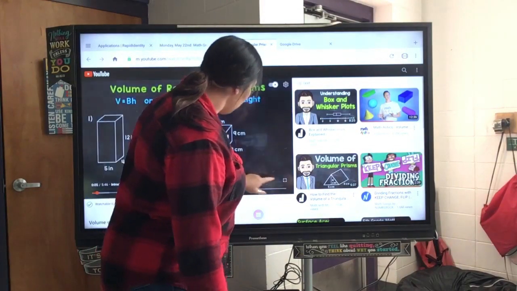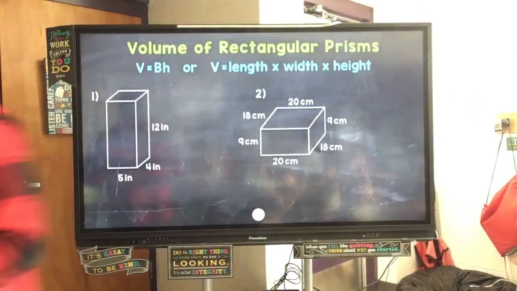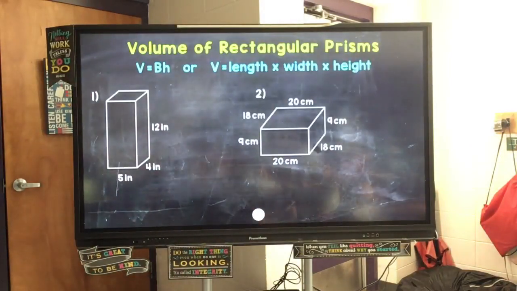In this video, I'm going to cover how to find the volume of a rectangular prism. Remember, volume is the amount of space an object takes up. Now for any prism, we can use the formula volume equals the area of the base times the height. The capital V stands for the volume, the capital B stands for the area of the base, and then the H stands for the height.